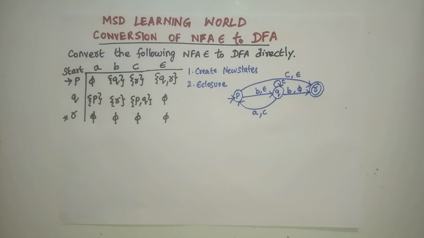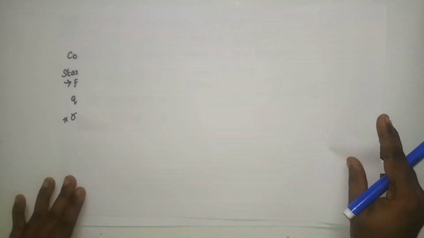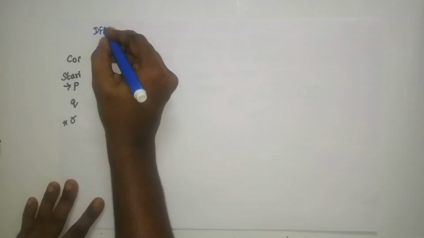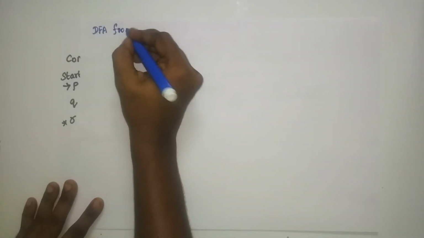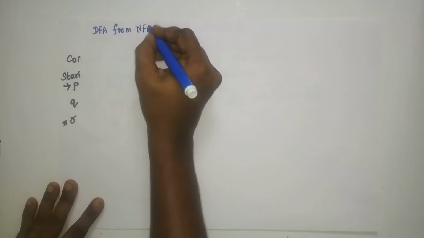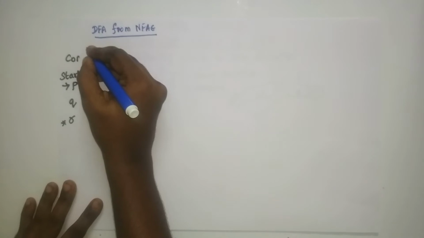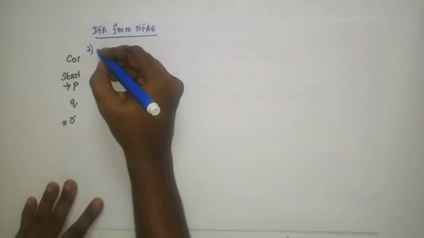Now we are going to start making the process of creating the direct DFA. So along with finding the new states, we are also going to perform epsilon closure of all the states. So directly now we are going to start creating the DFA machine. So here we are going to create DFA from the given NFA epsilon. Now this is the second step after the transition diagram.